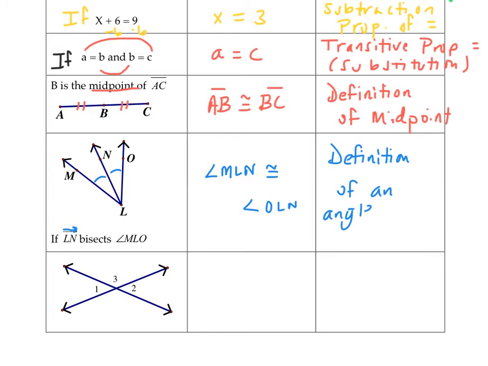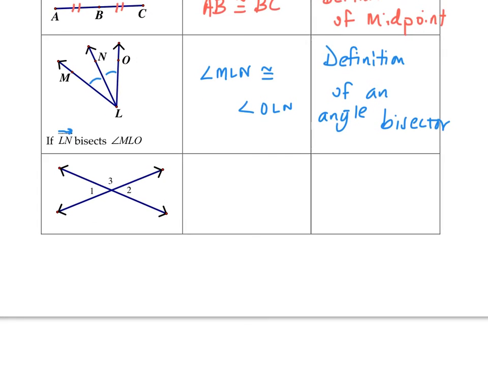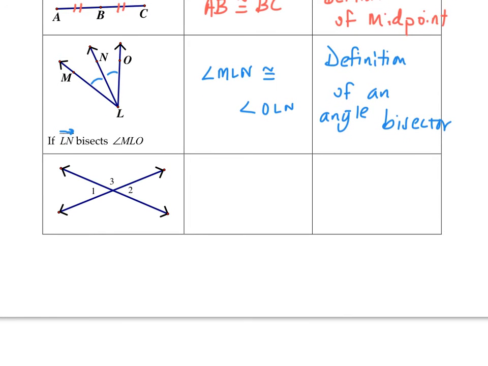That's what it does. It divides an angle into two congruent angles. Okay, last one. In this last case, and I'll scoot it up even more because we're going to see how many different conclusions we can make just off of this picture.